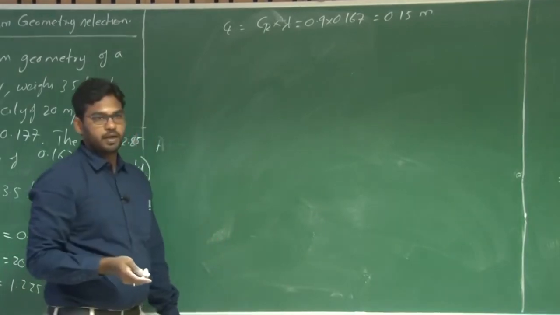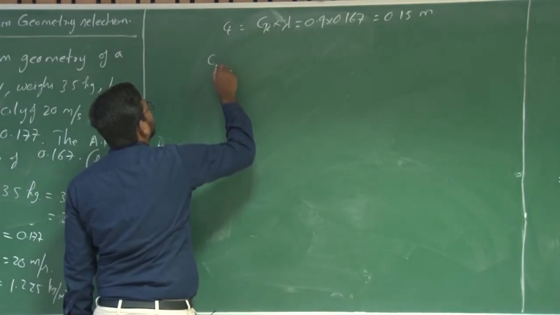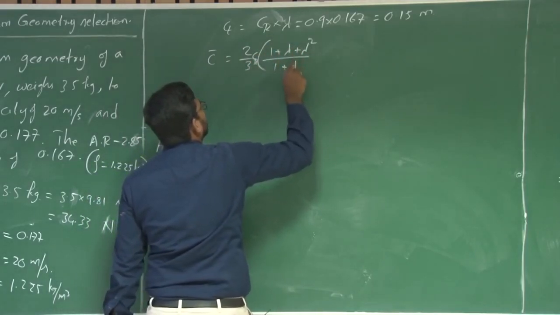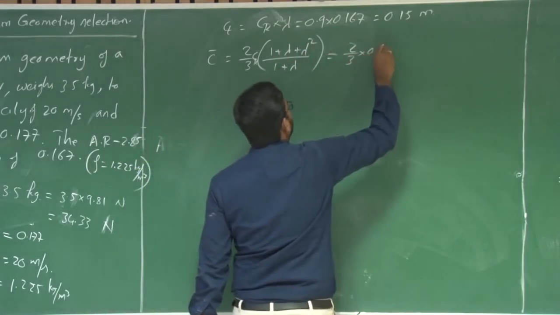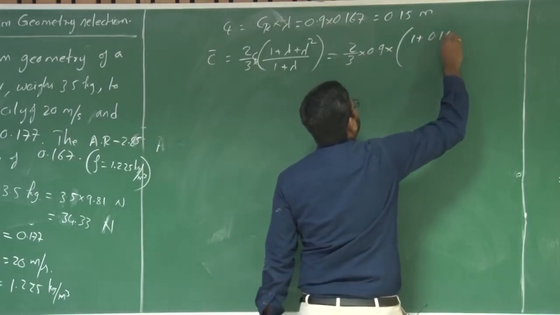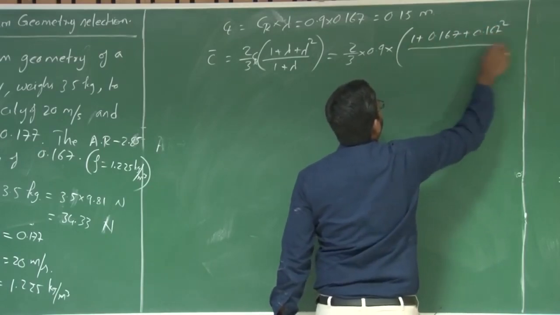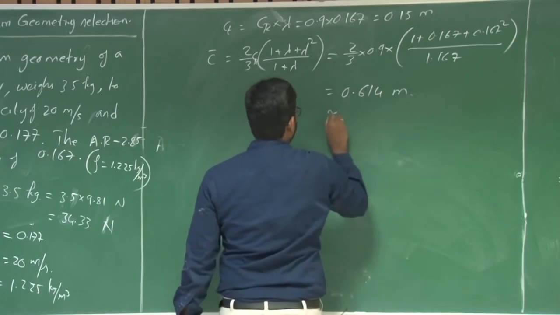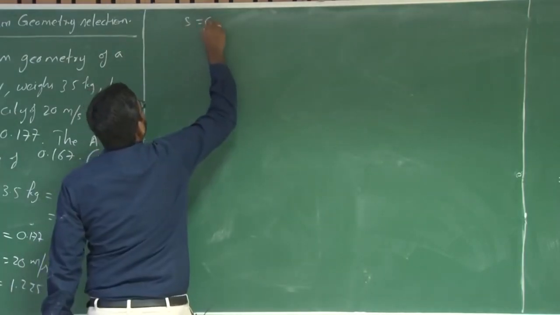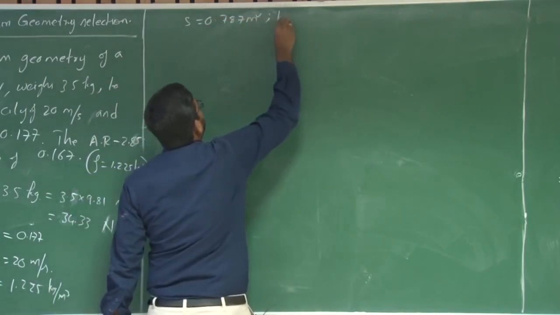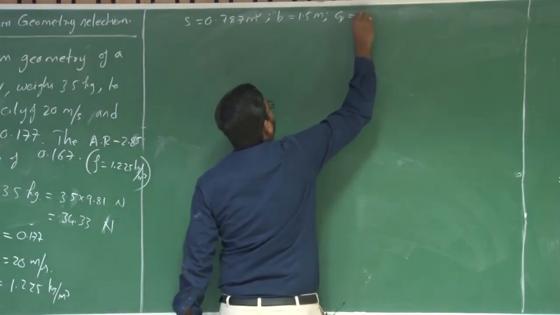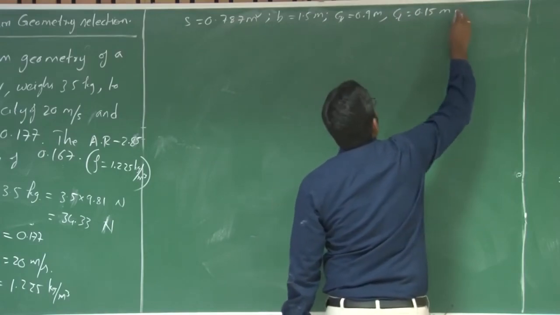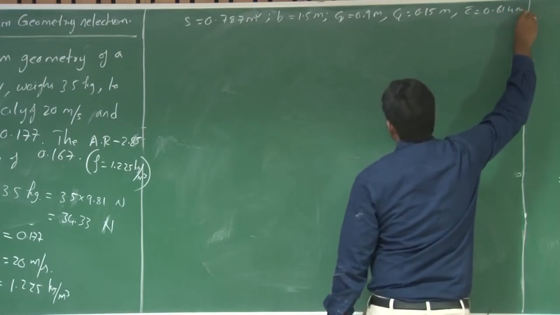Right. You have CT, you have CR, you have the span. What will be the mean aerodynamic chord? C bar is 2/3 CR into 1 plus lambda plus lambda square, divided by 1 plus lambda. That is 2/3 CR into 1 plus 0.167 plus 0.167 square, divided by 1.167, which is 0.614 meters, approximately 61 centimeters. S is 0.787 meter square, B is 1.5 meters, CR is 0.9 meters, CT is 0.15 meters and C bar is 0.614 meters, right.